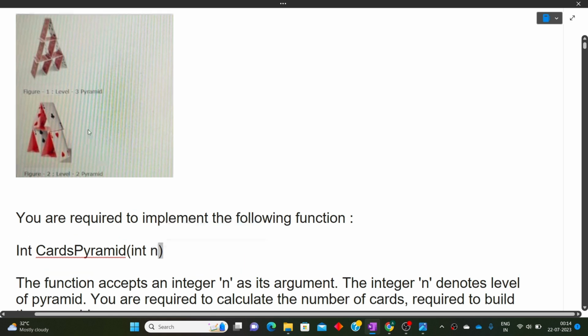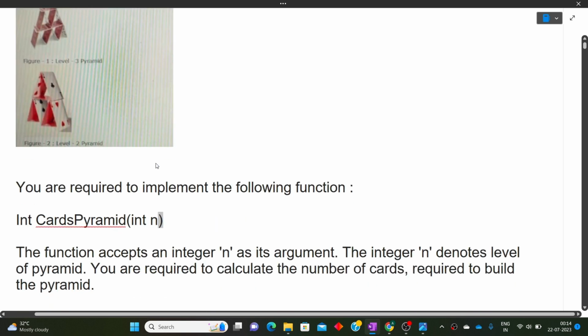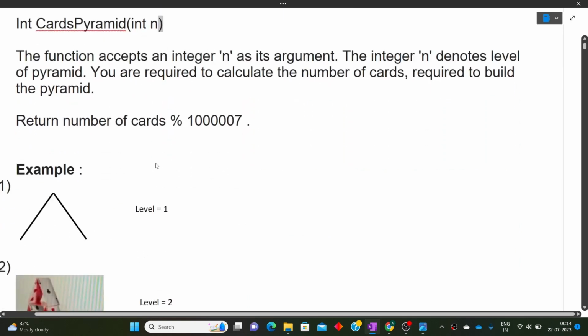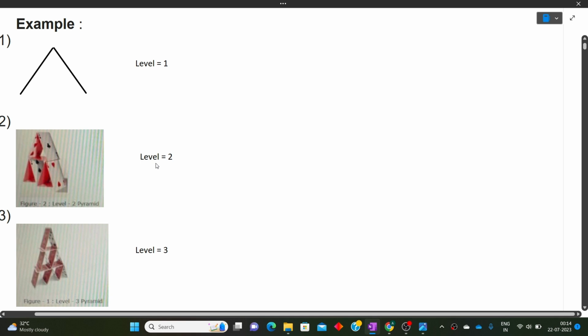So if it will be 3, then it means that a level 3 pyramid is formed. So now we have to find the number of cards that have been used in forming this particular pyramid. Okay, so moving ahead, let's quickly jump on to the examples, and how we can find how many cards there are.